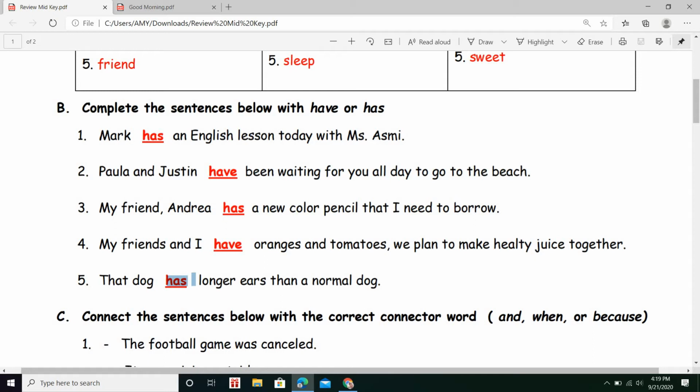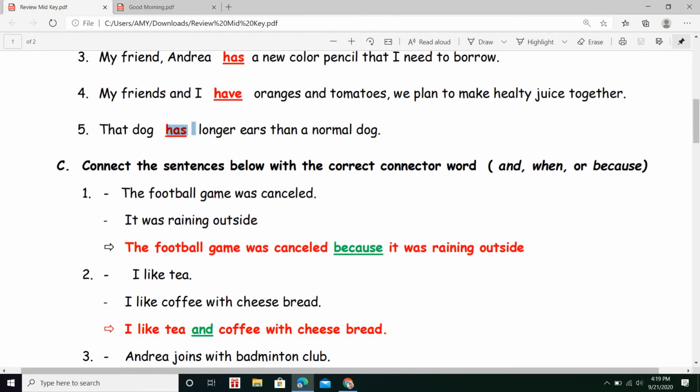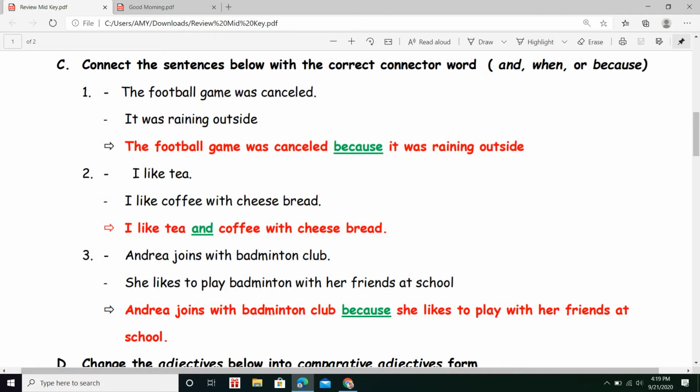Alright friends, I think all is clear. Now let's move to part C. In part C, we talk about connector words. If you still remember, we studied 3 connector words. They are and, when, or because.